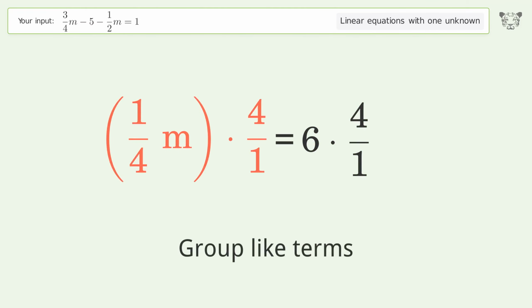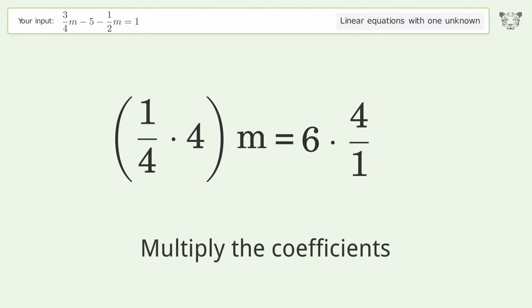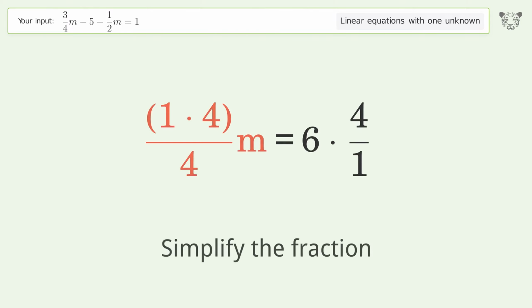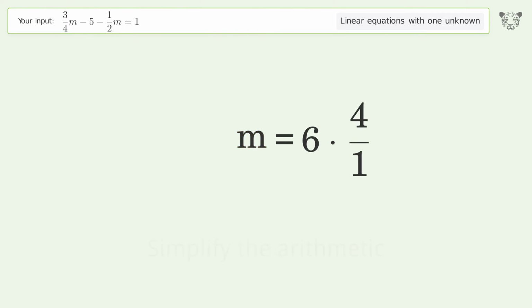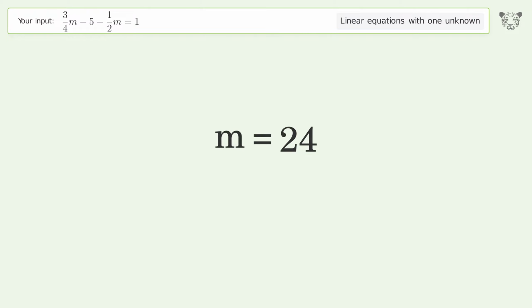Group like terms. Multiply the coefficients. Simplify the fraction. Simplify the arithmetic. And so the final result is m equals 24.